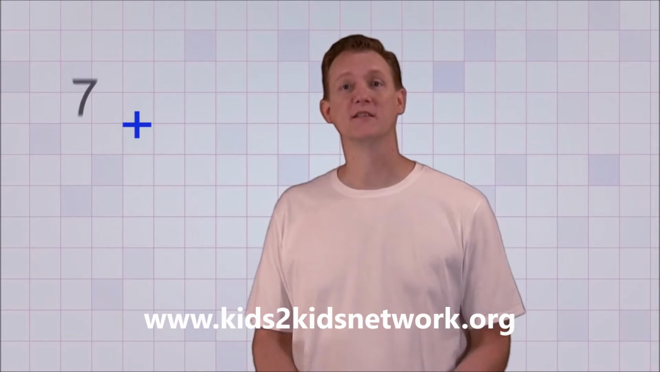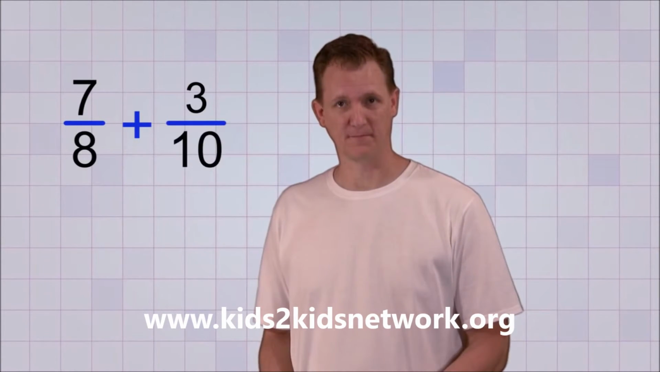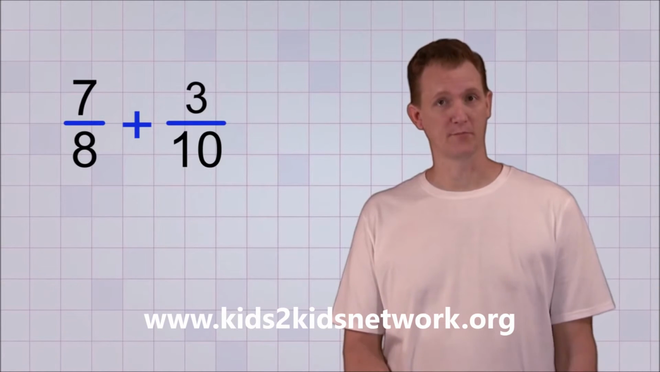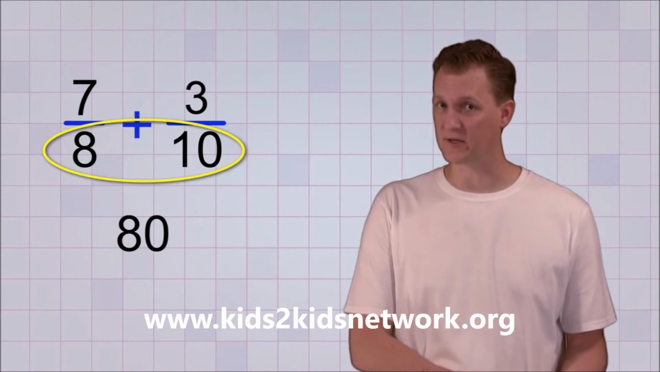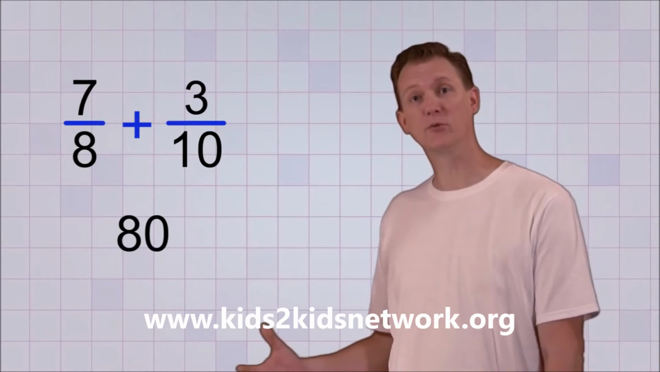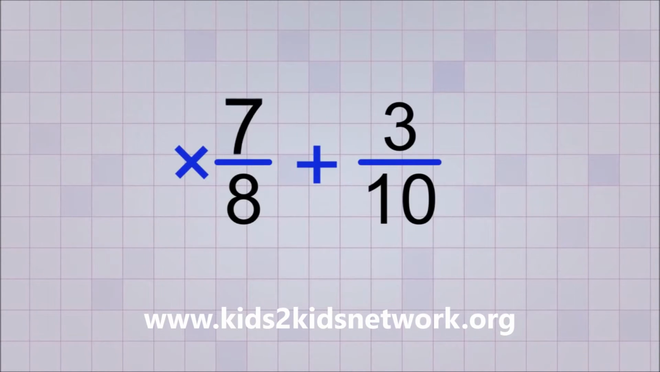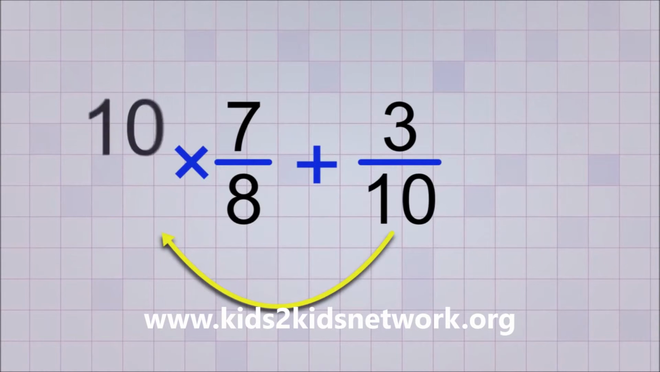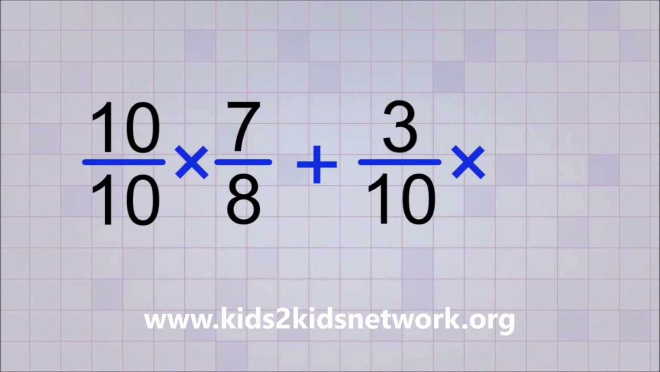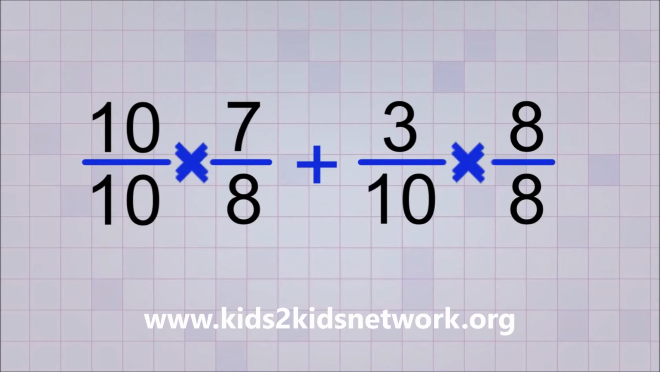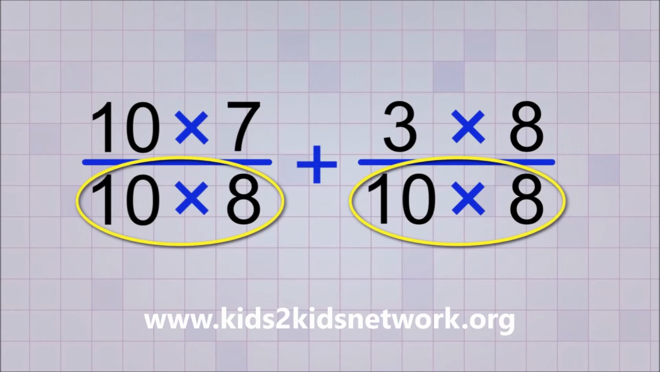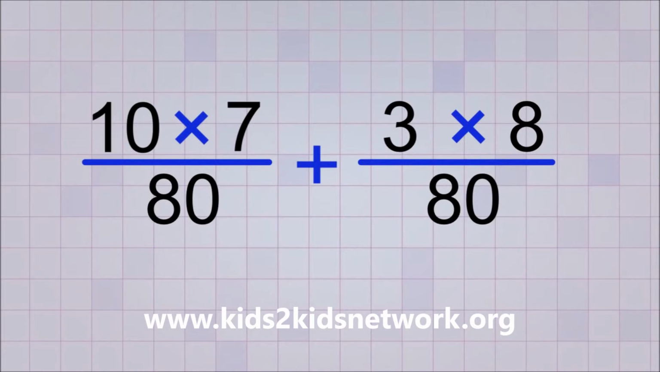Let's add the fractions 7 over 8 and 3 over 10. Our common denominator for this problem is going to be 80, because that's what we get when we multiply the denominators together. 8 times 10 equals 80. We'll multiply our 7 over 8 by the whole fraction 10 over 10. And we'll multiply our 3 over 10 by the whole fraction 8 over 8. Then, when we do our multiplication, the 8 times 10 will give us 80 on the bottom of both fractions.